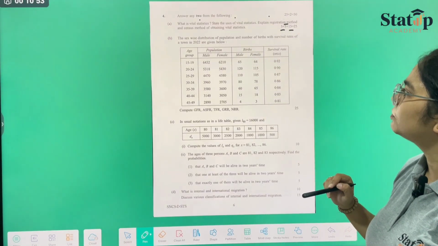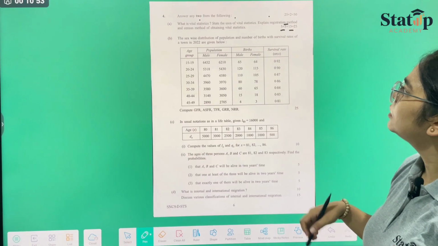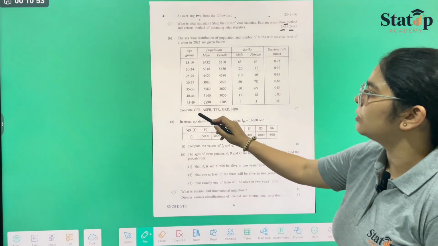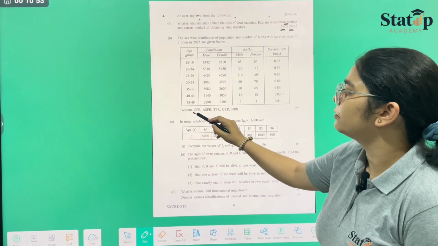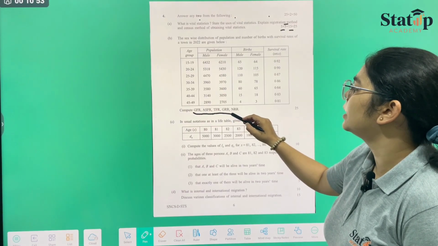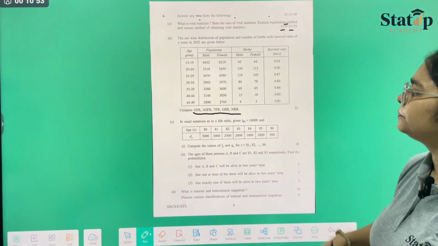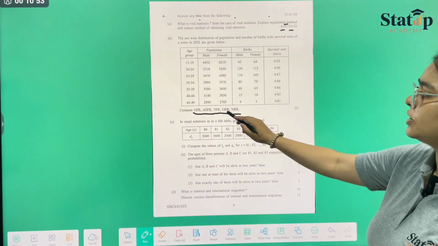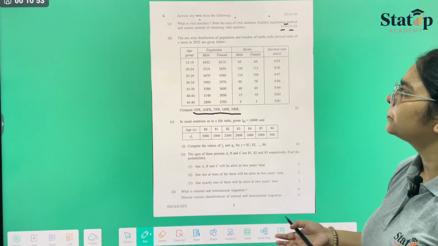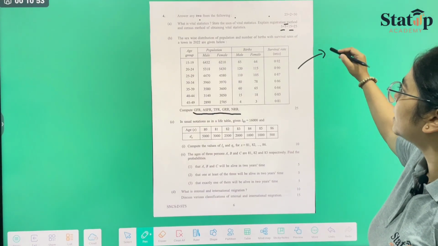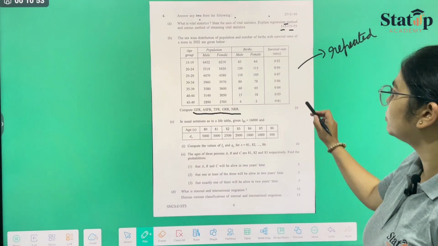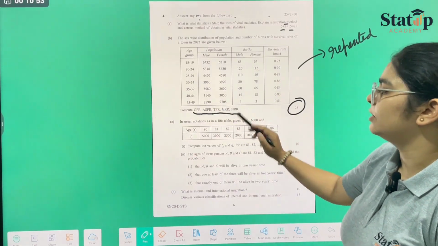Question number 4B: there you have been given the sex-wise distribution of population and number of births, and we have to compute the gross fertility rate, ASFR, total fertility rate, gross reproduction rate and net reproduction rate. This is also very important, or this has been repeated a number of times in your PYQs. So this was also an easy one, and it was all of 25 marks, meaning 5 marks each.